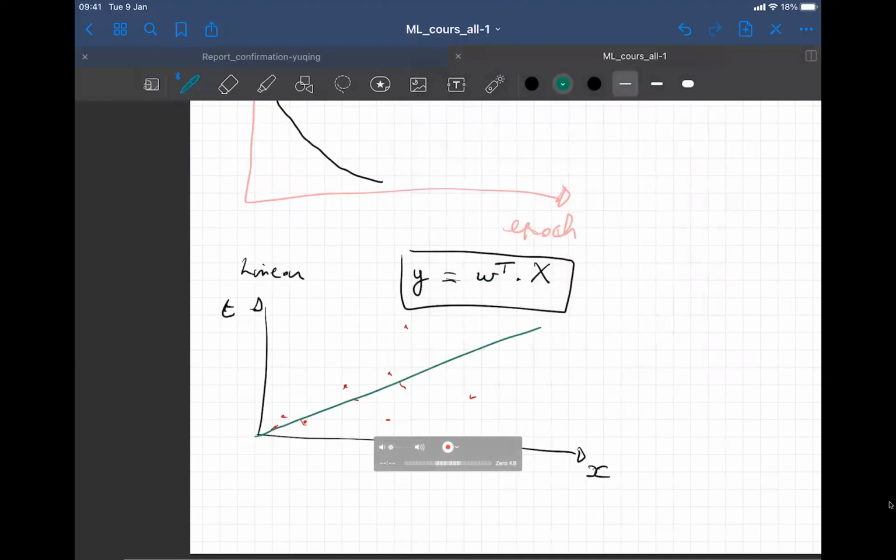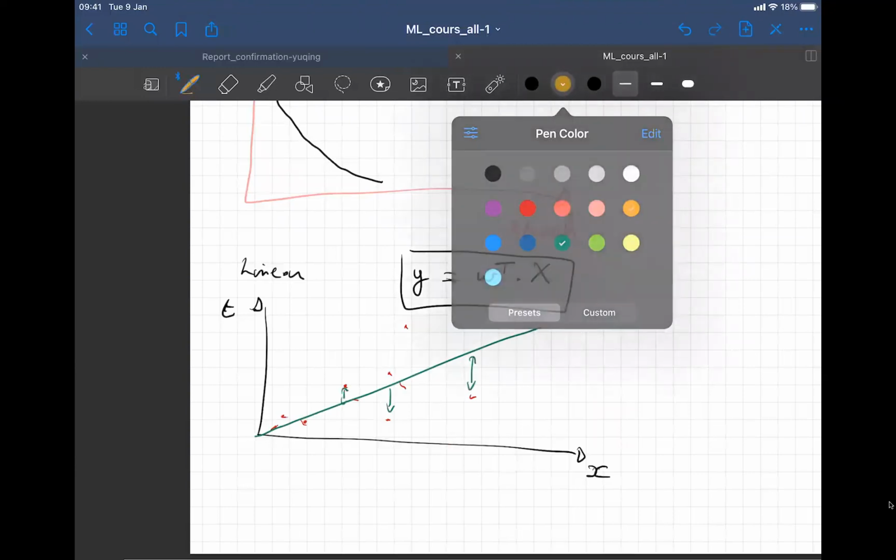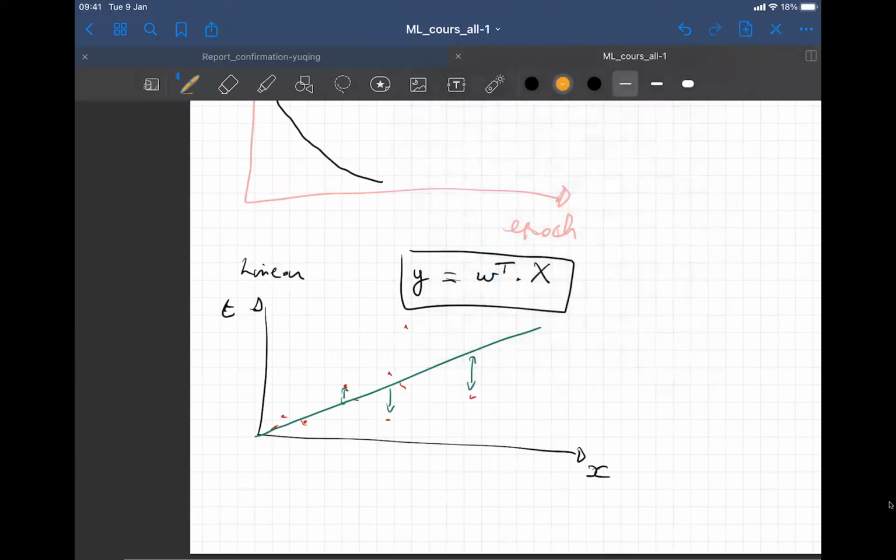And you want to find the best solution, such that the distance between this line and the points is minimal. For instance, if your line is here, it's not a good line because you see all the distances are too large.